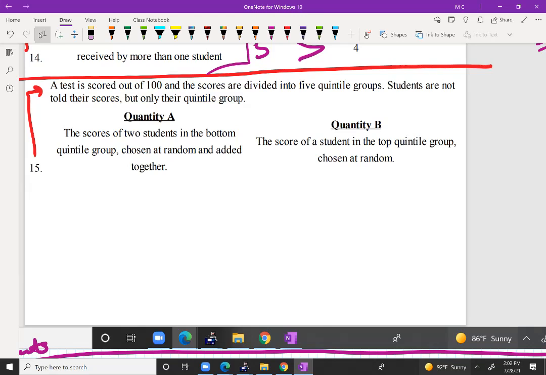Okay. 5 quintile groups. Students are not told their scores, but only their quintile group. The scores of 2 students in the bottom quintile group chosen at random and added together. The score of the student on the top chosen at random.